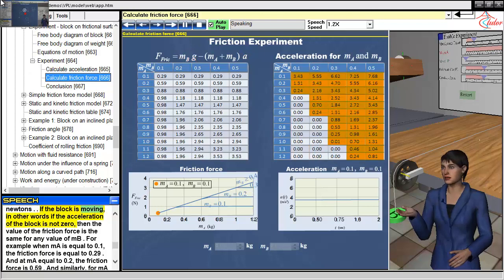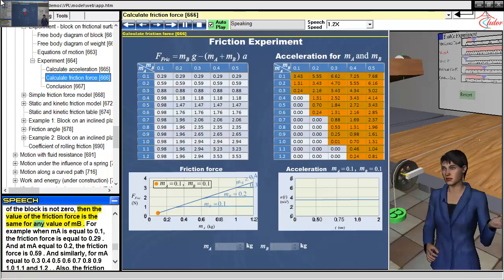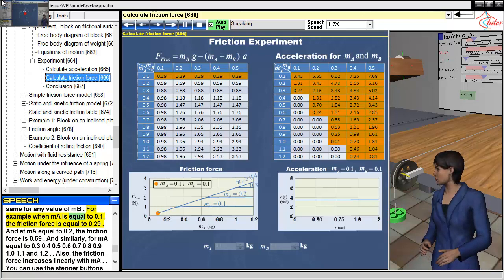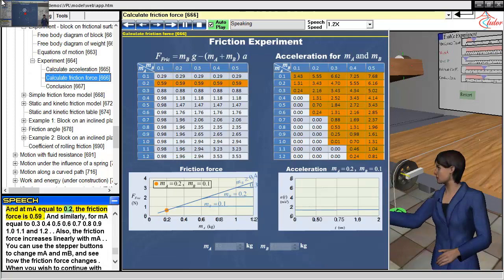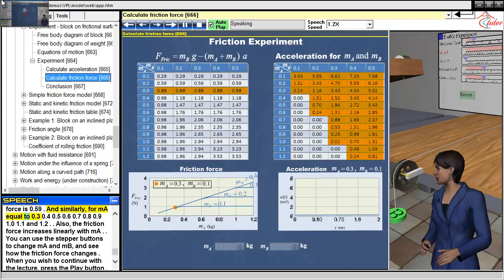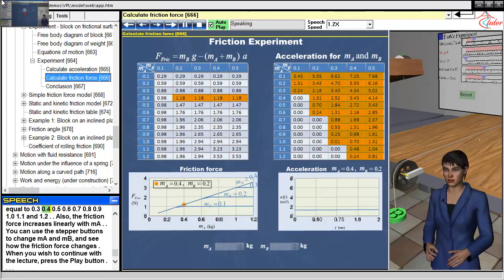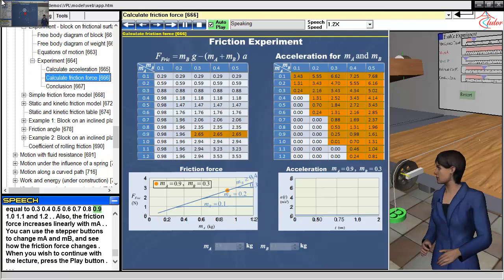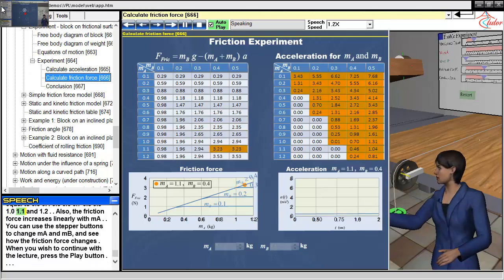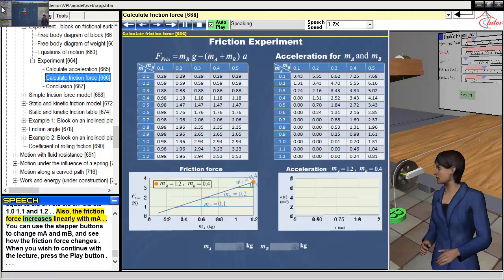If the block is moving, in other words if the acceleration of the block is not 0, then the value of the friction force is the same for any value of mb. For example, when ma is equal to 0.1, the friction force is equal to 0.29. And at ma equal to 0.2, the friction force is 0.59. And similarly for ma equal to 0.3, 0.4, 0.5, 0.6, 0.7, 0.8, 0.9, 1.0, 1.1, and 1.2. Also, the friction force increases linearly with ma.